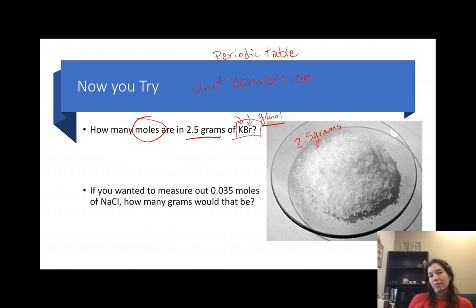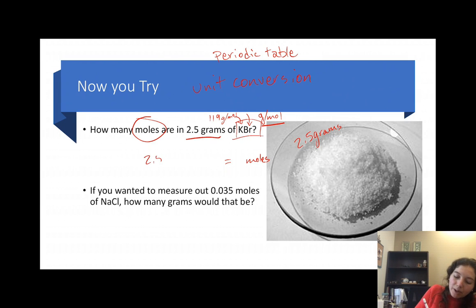Let's take a look at how to solve this one. So if we want to find an answer in moles, and once we look at the periodic table, we add up the mass of potassium plus the mass of bromine, we find that altogether this is 119 grams per mole. That's the value there. We're going to use these two numbers in order to cancel out units in order to end up with our moles.